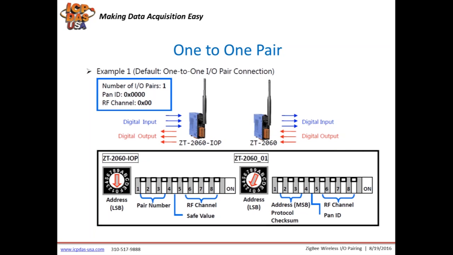For simple one-to-one pairing applications, configuration can be very simply done using the rotary switch and dip switch settings shown here. The ZT2060 IOP on the left settings are the default. Simply match the RF channel, PAN ID, and assign a unique address to the ZT2060 and your configuration is complete.